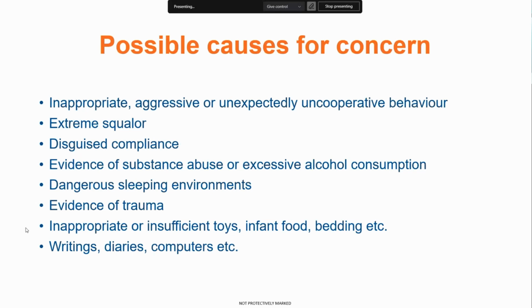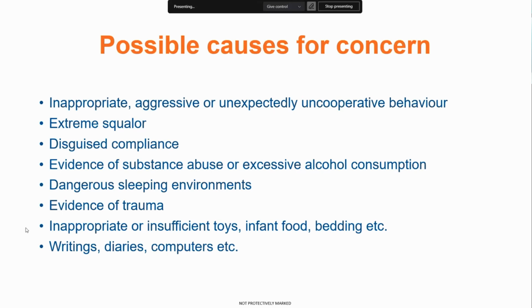Other things that we might look at: inappropriate, aggressive or unexpectedly uncooperative behaviour. Again, that's quite difficult to call, because if a family's just had the tragedy of the sudden death of a child, parents can react in all sorts of different ways, and sometimes this sort of behaviour is more a result of shock than anything more suspicious, but that is something we just think about.